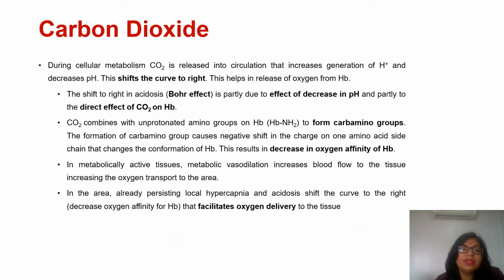Now coming to the effect of carbon dioxide, as we have already discussed, an increase in carbon dioxide concentration will shift the curve to the right. The shift to the right in acidosis is due to the effect of decrease in pH and due to the direct effect of carbon dioxide on hemoglobin. What happens is carbon dioxide combines with the amino groups on hemoglobin to form carbamino groups. The formation of carbamino groups causes a negative shift in the charge on the amino acid side chain that changes the conformation of hemoglobin. So this will result in decreased affinity of hemoglobin for oxygen.